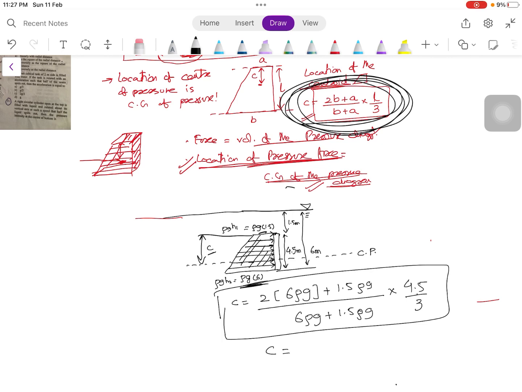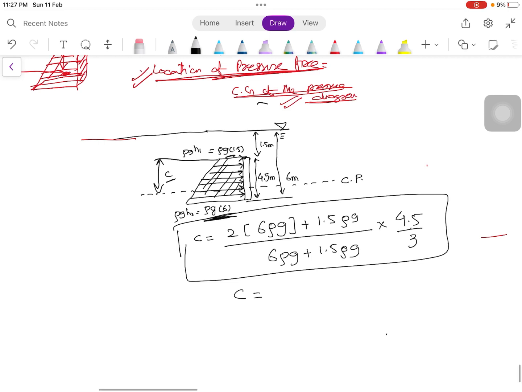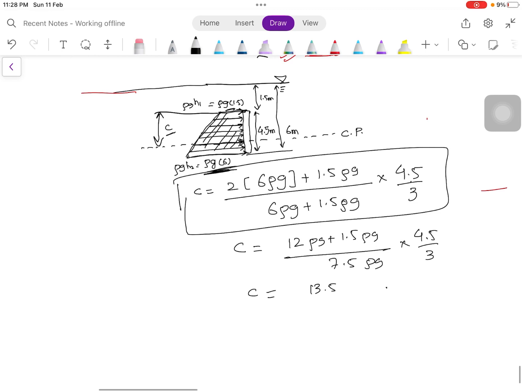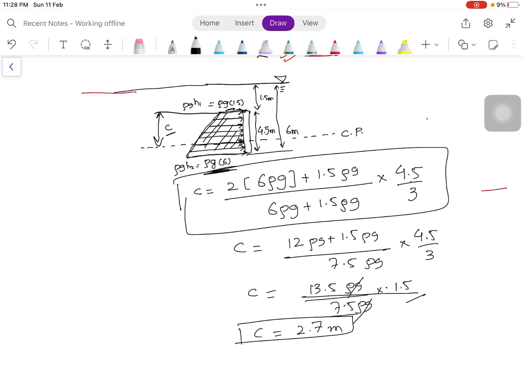So if we solve this, then the location of the CG of this trapezium pressure diagram is C equal to (12 rho g plus 1.5 rho g) upon 7.5 rho g times 4.5 upon 3. All right, so C equals 13.5 rho g upon 7.5 rho g times 1.5. So if I solve this on a calculator, then it turns out that C equals 2.7 meters. All right, so this depth is 2.7 meters.